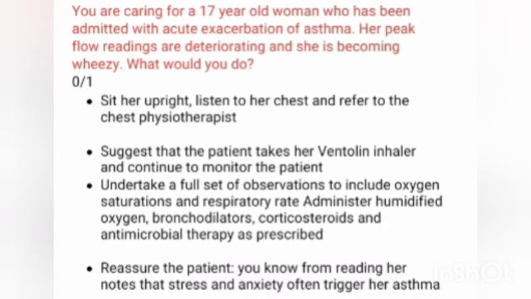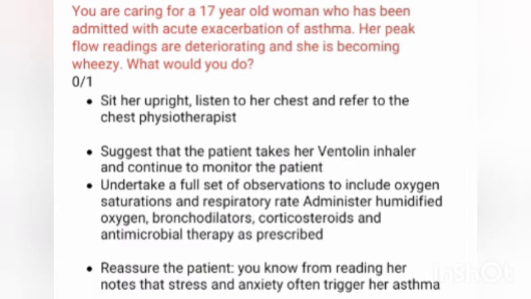Question number 3. You are caring for a 17-year-old woman who has been admitted with acute exacerbation of asthma. Her peak flow readings are deteriorating and she is becoming wheezy. What would you do? Option A. Sit her upright, listen to her chest and refer to the chest physiotherapist. Option B. Suggest that the patient takes her Ventolin inhaler and continue to monitor the patient.